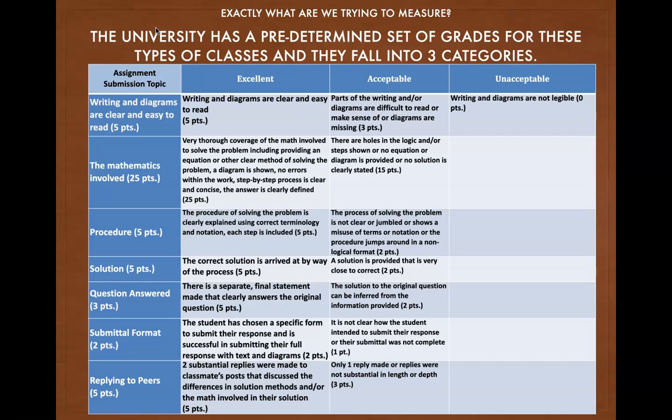In the last category here for the first criteria, unacceptable is their writing and diagrams are not even legible. That's unacceptable. They have to redo that. The mathematics involved shows a clear lack of understanding of the problem or any method to go about solving it. They were literally guessing, throwing darts at the wall at their solution. No procedure is shown, simply an answer is provided, or no conclusion is drawn.